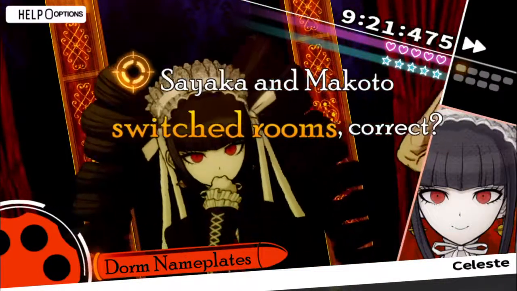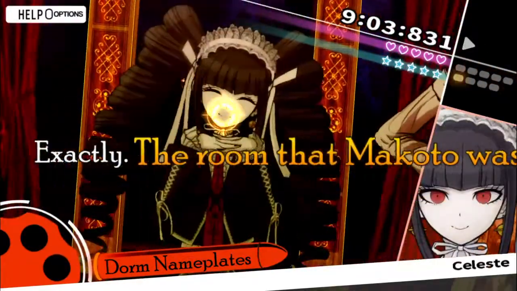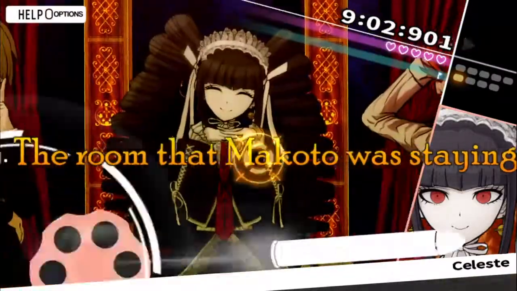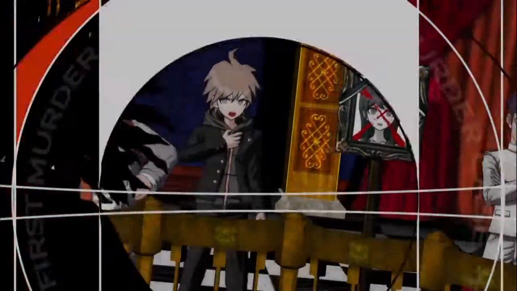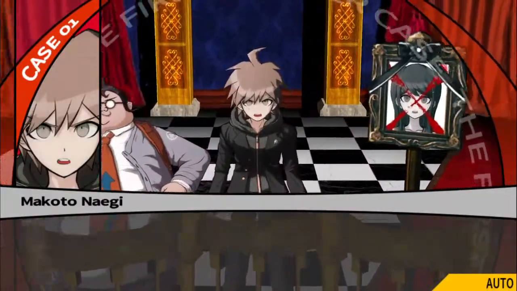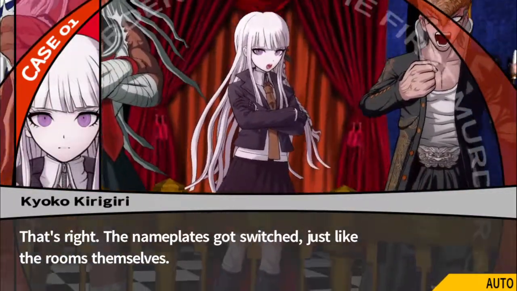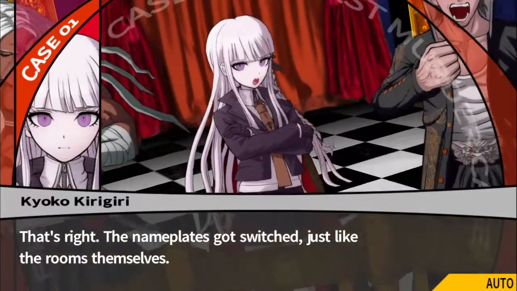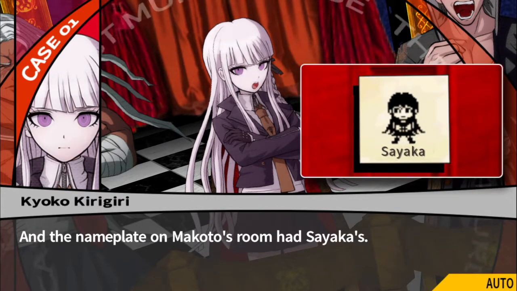Sayaka and Makoto switched rooms, but in the note, it specifically... I see. Then they would have gone to exactly the room that Makoto was staying in. No, that's wrong! The nameplates on Mai and Sayaka's rooms got switched. They got switched? That's right. The nameplates got switched, just like the rooms themselves. As a result, the nameplate on Sayaka's room actually had Makoto's name. And the nameplate on Makoto's room had Sayaka's.